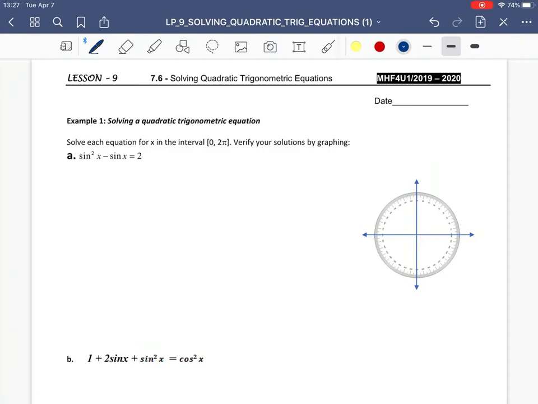Hi everyone, today's lesson is on solving quadratic trigonometric equations.